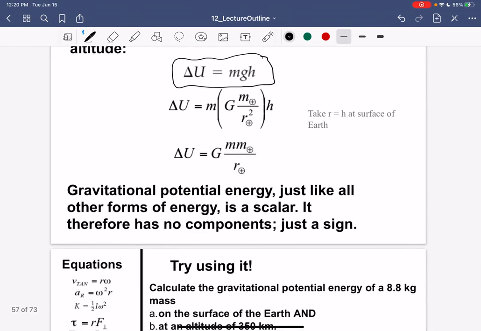Gravitational potential energy is just like all other forms of energy. It is a scalar, therefore it has no component. It is just a sign, because that energy is going to make objects bound to the Earth.